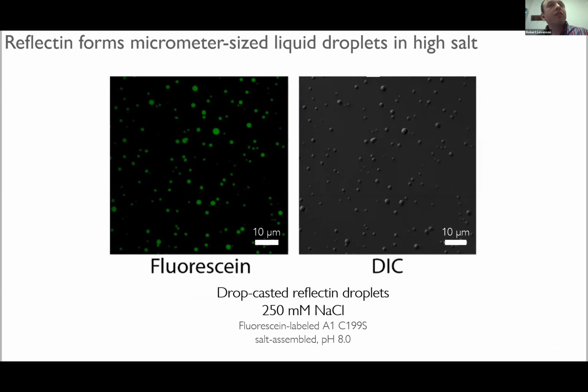If we increase the salt even further, up to 250 millimolar or beyond, we obtain roughly micrometer-size droplets that have liquid properties. Here we're working with a fluorescently labeled A1 protein with fluorescein attached to it for observation by confocal microscopy.